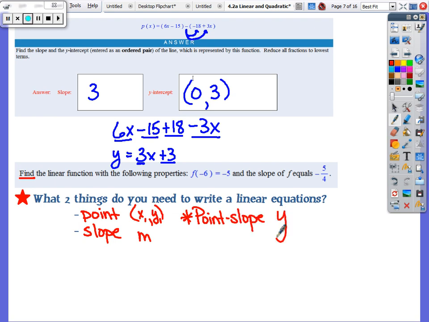Point-slope looks like this. Y minus y sub 1 equals m times x minus x sub 1. And so what you have is a point, that's the x sub 1 and y sub 1, and you got your slope. That's why they call it the point-slope formula. It helps you write equations. You can use slope-intercept form and do some other ways with it, but I think the point-slope's the best way. That's what it's designed for, so let's use it.